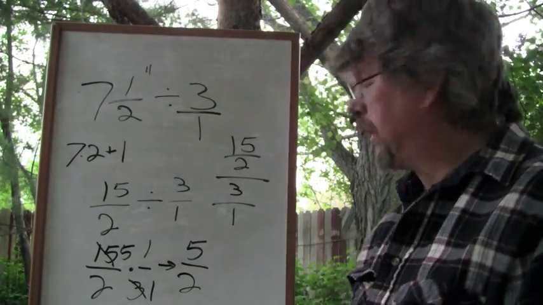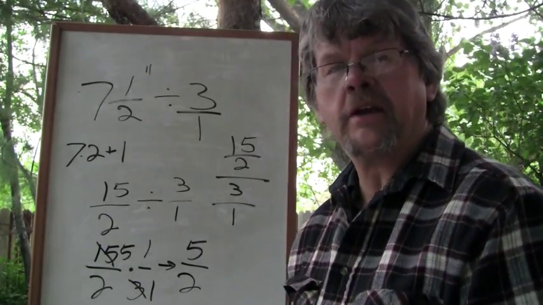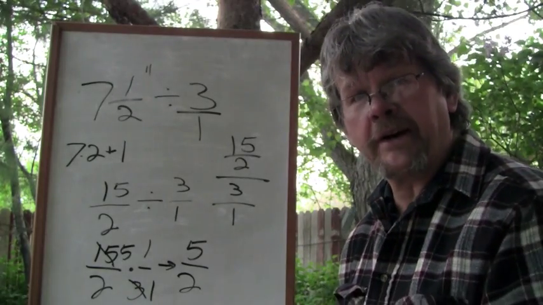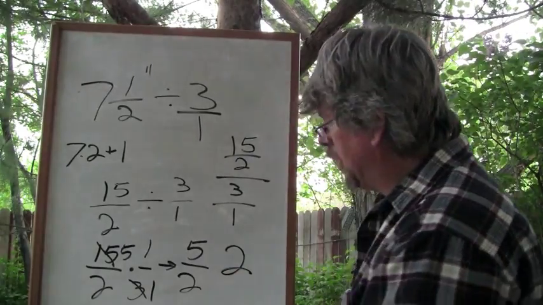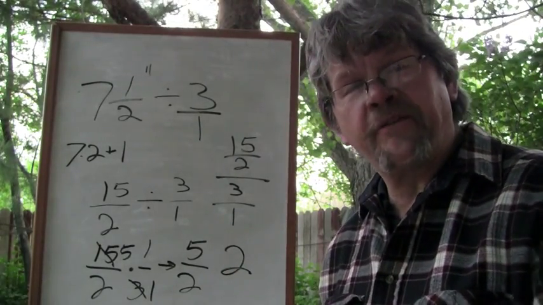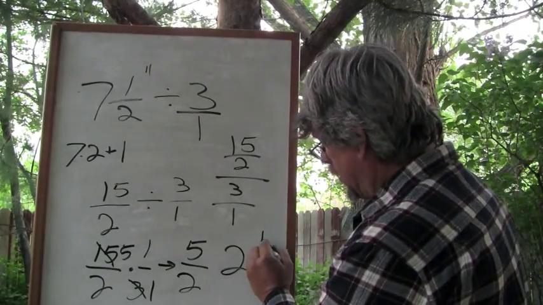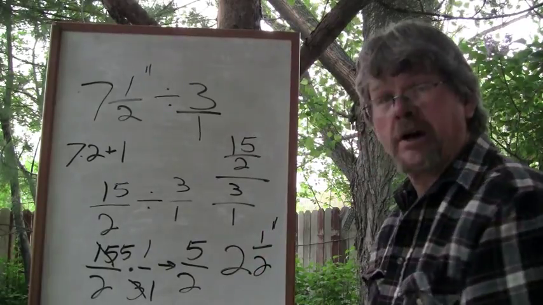So we ask ourselves, how does this help us solve our problem of our pipe? Real easy. How many times does 2 go into 5? Twice. 2 times 2 is 4, right? So we have 2. What's the difference between 5 and 4? 1. Keep the denominator. There we go.